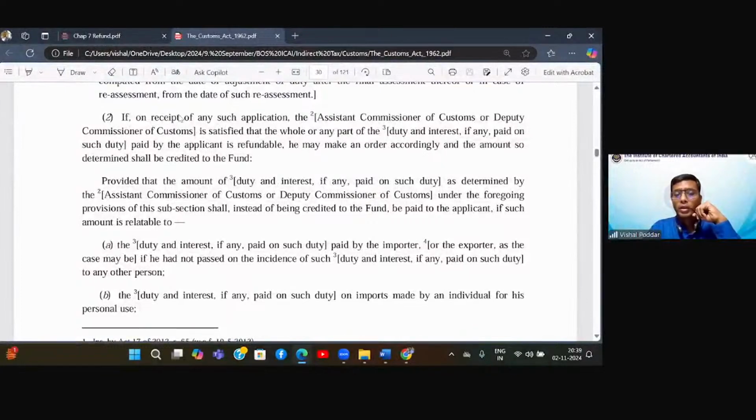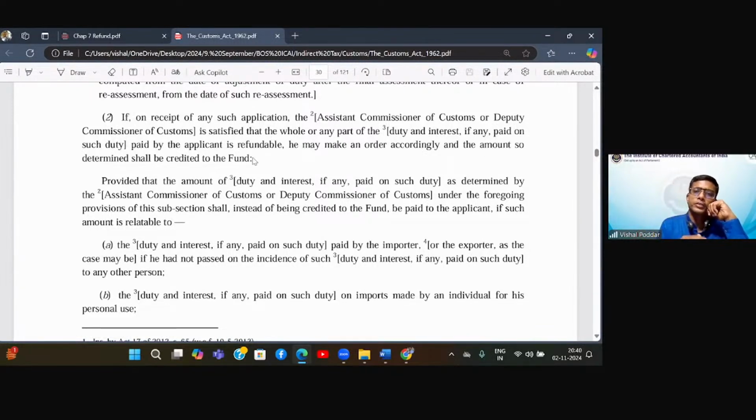Now relevant date point is over. Now the next part: if on the receipt of such application, the AC or DC is satisfied that the whole or any part of the duty and interest, if any, paid on such goods by the applicant is refundable, he may make an order accordingly, and the amount so determined shall be credited to the fund.